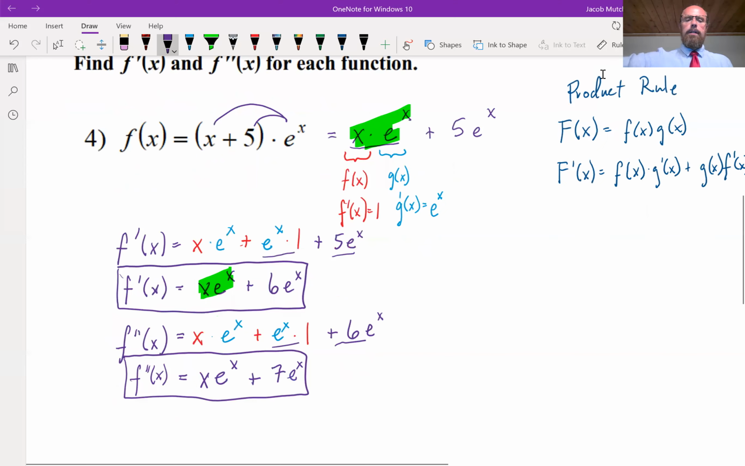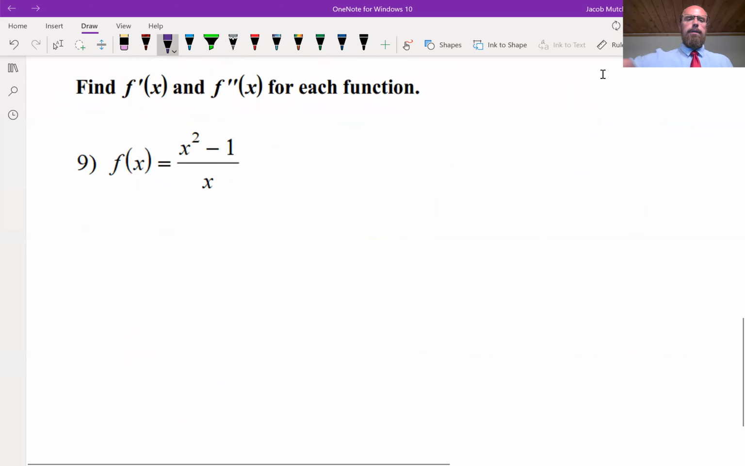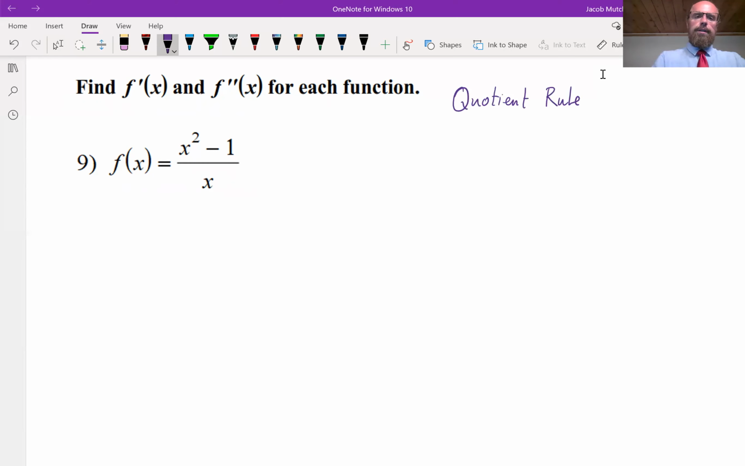Well, let's take a look at a last example that's a quotient. So here I've got the function f of x equals x squared minus 1 over x. So we do have a quotient going on. We need to apply the quotient rule. So remember how the quotient rule compares to the product rule. It does start off by saying, what are my two pieces? So we'll call this little one f of x. Again, that's different from my original function F of x. And that one's g of x in the denominator.